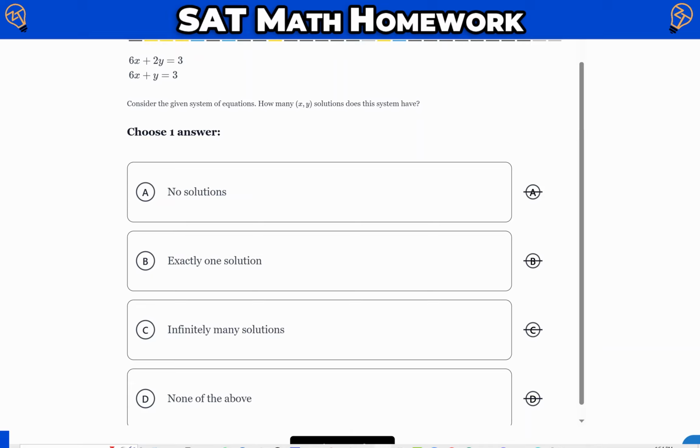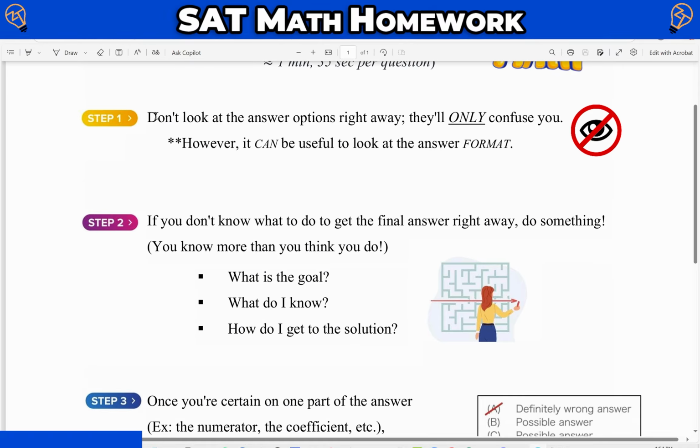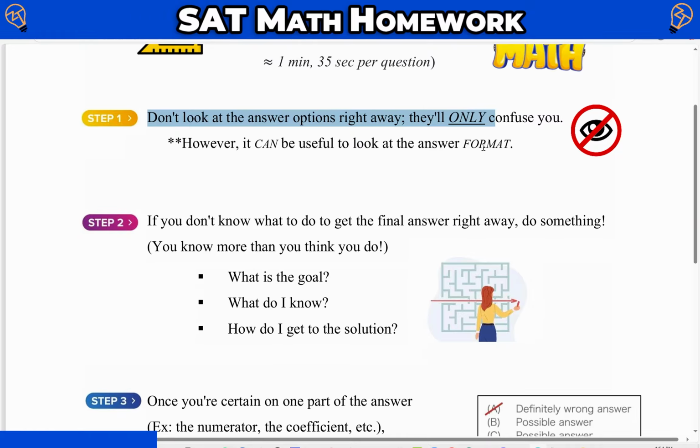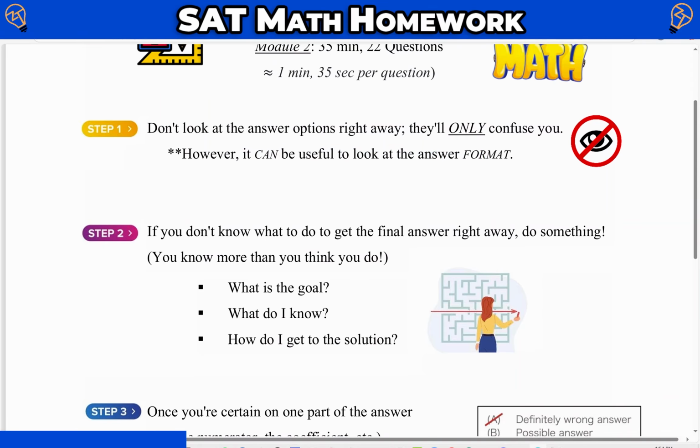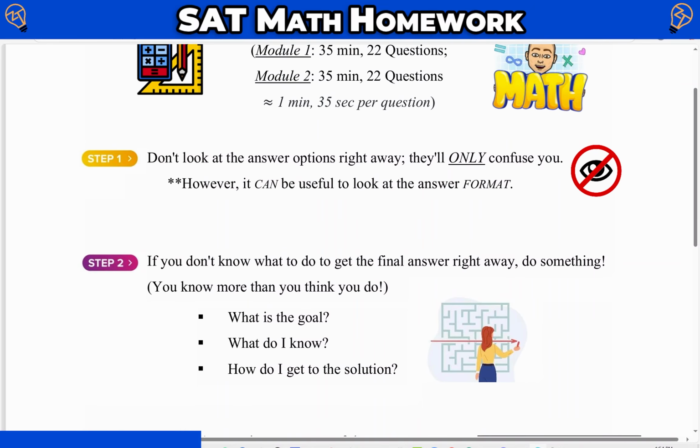Something to note immediately, even though we have a system of equations, instead of asking for the point of intersection of these two lines, they're asking how many solutions this system has. And we could see that by looking at the answer options, that they aren't just ordered pairs, but rather they're saying how many solutions, which is why even though we don't look at the answer options right away, we know it can be useful to look at the answer format. And that gives us a quick way of knowing, okay, we just got to figure out how many solutions.